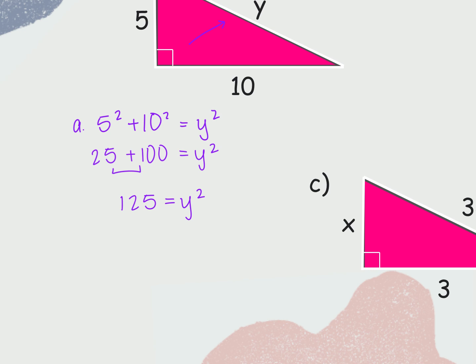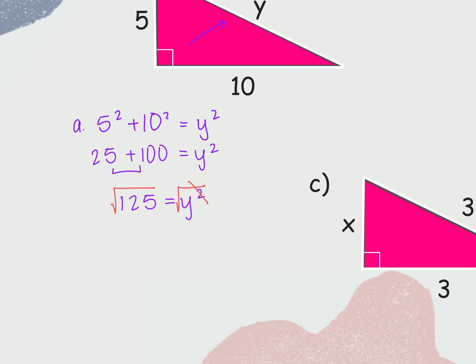I need my y by itself. Can anybody tell me how would I get rid of the squared? Good, I'm going to square root it. That's going to cancel out my square. That's how I'm getting rid of it. So if I do it to one side of my equal sign, I have to do it to the other. Is the square root of 25 a perfect root?